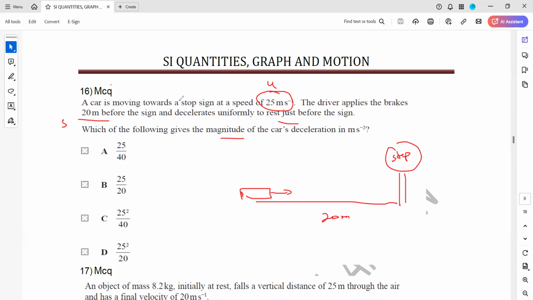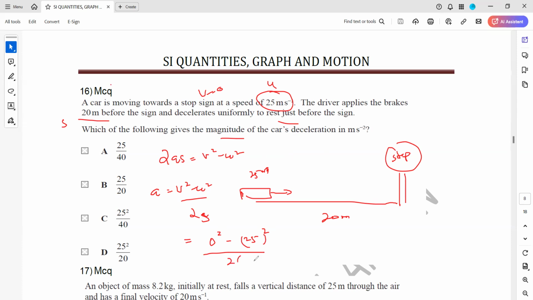Because he stopped, what is the final speed? The final speed should be 0. Initial is 25 meters per second. So we have initial speed, final speed, and distance. So we can use 2as equal v square minus u square, or a is equal to v square minus u square divided by 2s. So final speed is 0 square. Initial speed is 25 square and divided by 2, and the s is 20.